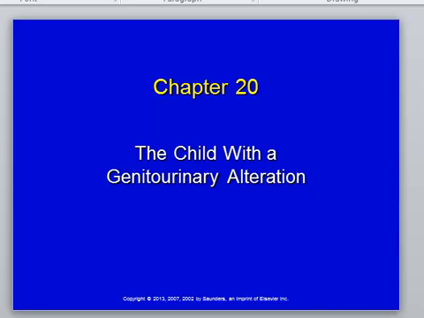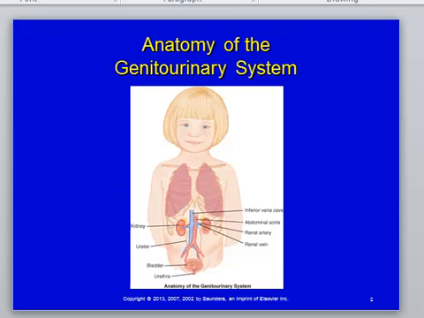Now we're going to be talking about the pediatric disorders with a genitourinary alteration. This is the anatomy of the genitourinary system in a little girl, and she looks about age 4 to 7 maybe years of age. So it tells you a little bit about the placement of the kidneys and the ureter and the bladder.